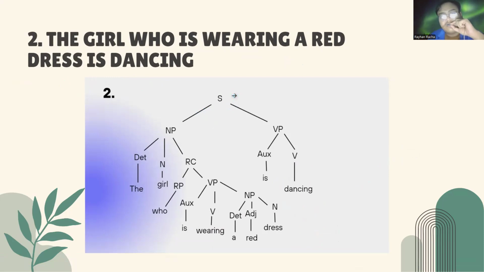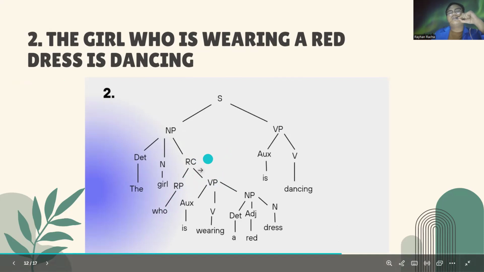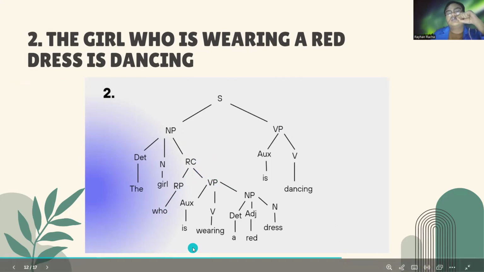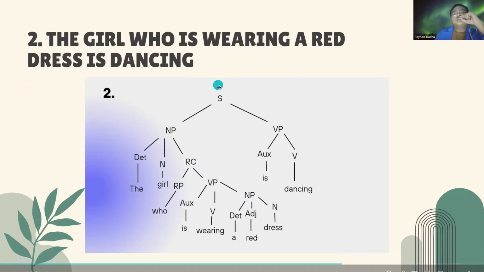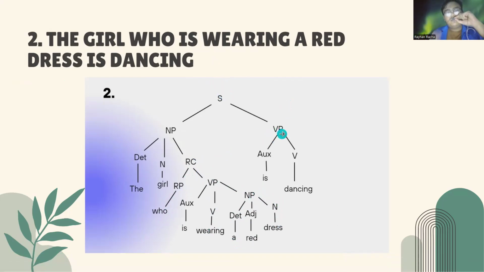So next, we have: the girl who is wearing a red dress is dancing. Same order as before, we have this sentence divided into two, noun phrase and verb phrase. In the noun phrase, we have a determiner, the word the, the noun, the word girl, and the RC. We can divide it again into RP, which is the word who, and a verb phrase, which has the auxiliary is, the verb wearing, and also another noun phrase, with the determiner a, the adjective red, and the noun dress. And then we go back to the sentence itself, and we have the verb phrase, which has the auxiliary is and the verb dancing.